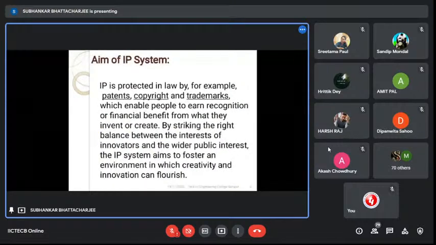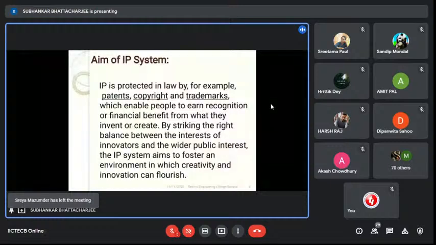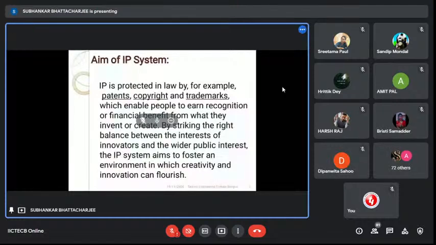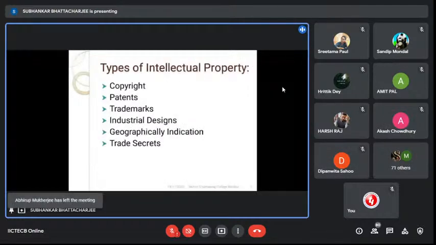Next, aim of IP. Already I have told you what intellectual property is. We can protect intellectual property by some laws like patent, copyright, trademarks, geographical indications, trade secrets. There are various different types of laws for various products. These laws are for the protection of our intellectual properties, ideas and products. Next topic, types of intellectual property: copyright, patent, trademark, industrial design, geographical indication, trade secrets.